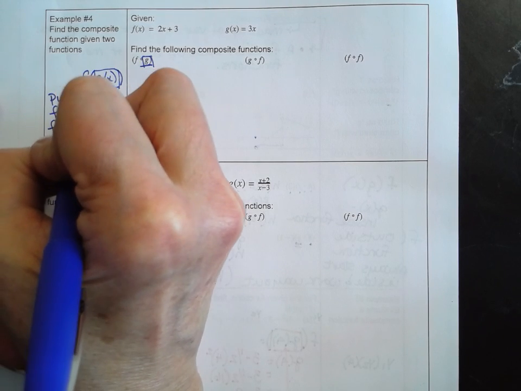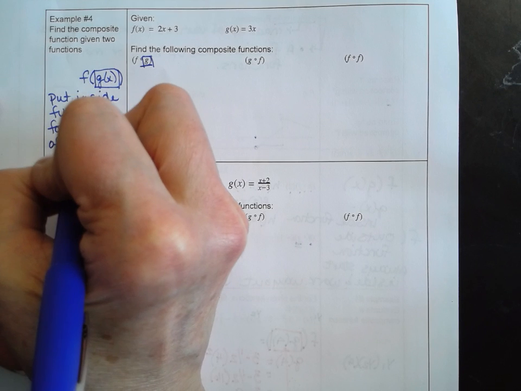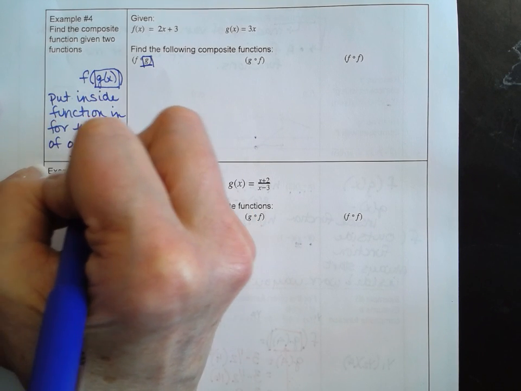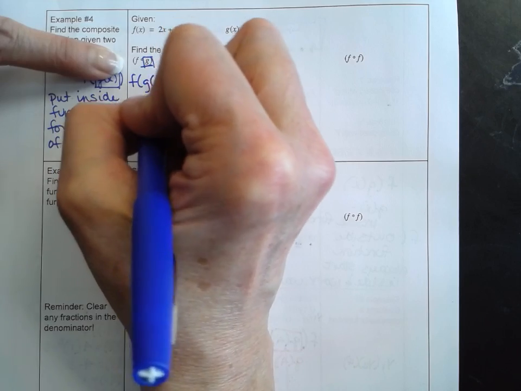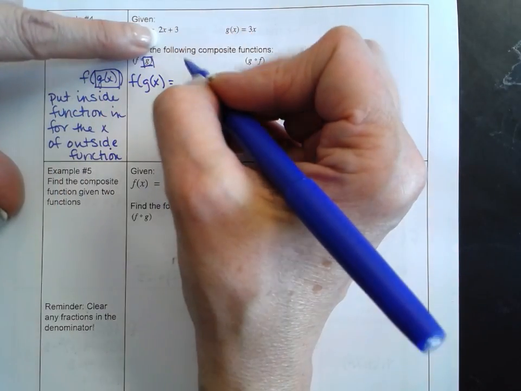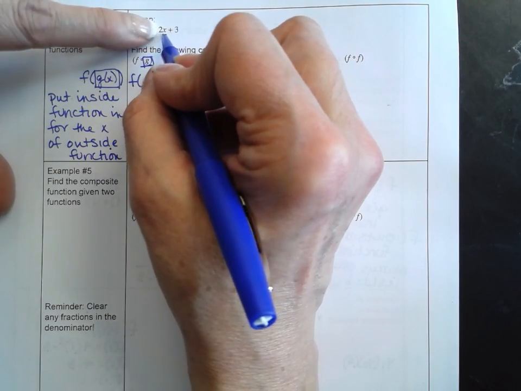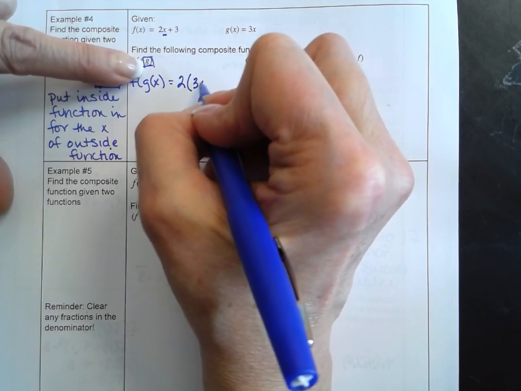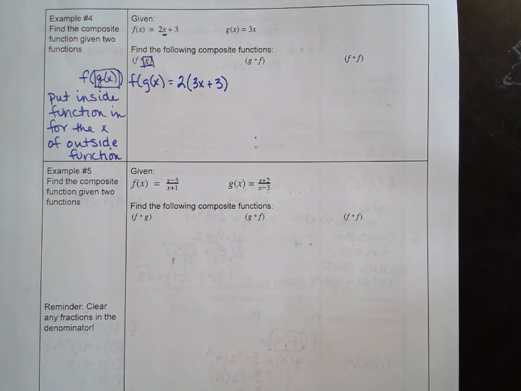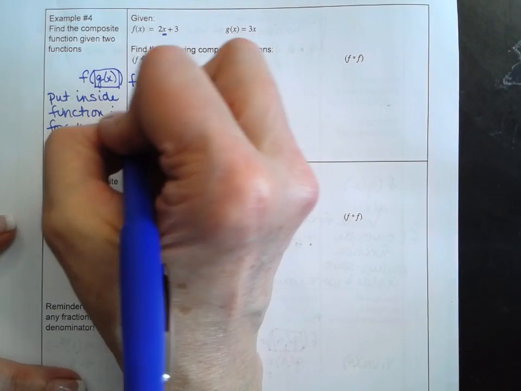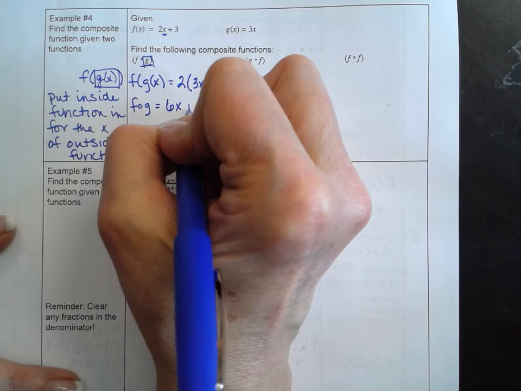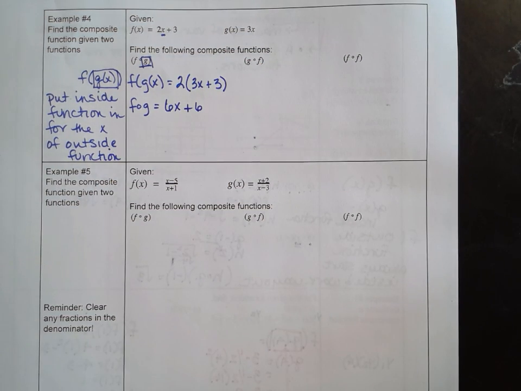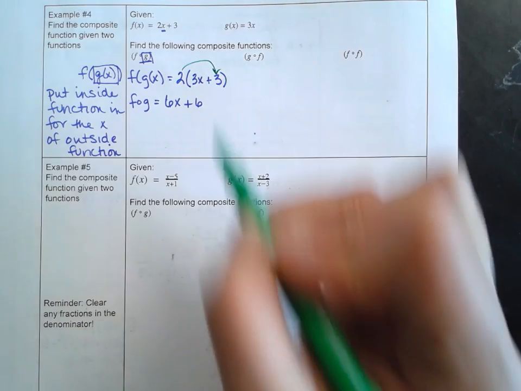In for the X of the outside function. Okay, so F of X is 2x plus 3. So 2, and I'm going to replace my X with my G. And then I simplify to 6x plus 6. Does that make sense? Why is it plus 6? Because I got to distribute.